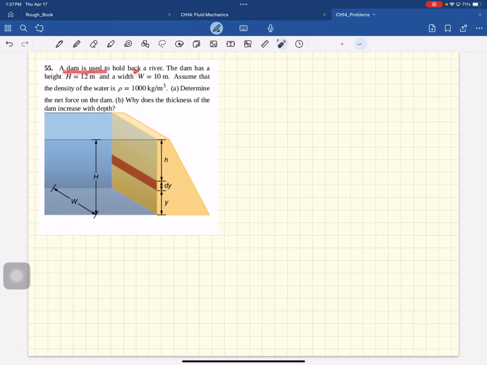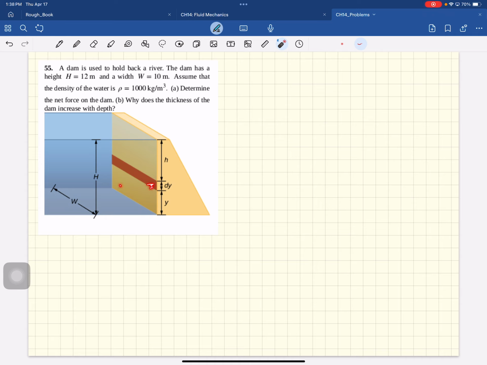Okay, a dam is used to hold back a river. The dam has a height of 12 meters. 12 meters is roughly 3 times this height. Roughly the height of this building. And a width of 10 meters. 10 meters is from here to the wall. Assuming the density of water is 1,000 kg per meter cube, determine the net force on the dam. Why does the thickness of the dam increase with depth?